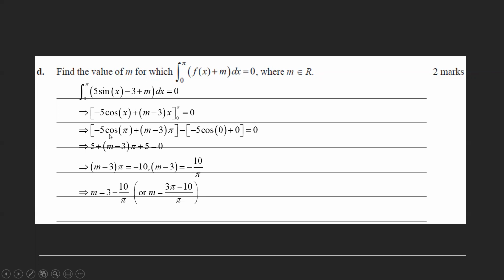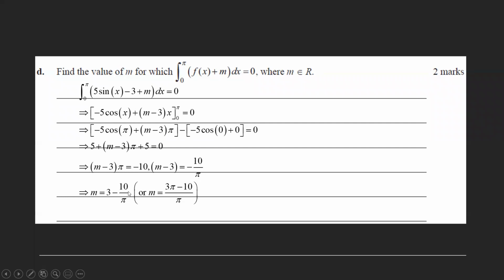You need, again, to know your exact values. Cos pi is -1. That's why your first term is 5, m minus 3 pi, and minus becomes a plus. Cos 0 is 1. So you end up with 5 here. This is very important, anti-differentiating and evaluating the cos terms accordingly. And you will end up with m minus 3 pi equals minus 10. So m minus 3 equals minus 10 over pi.